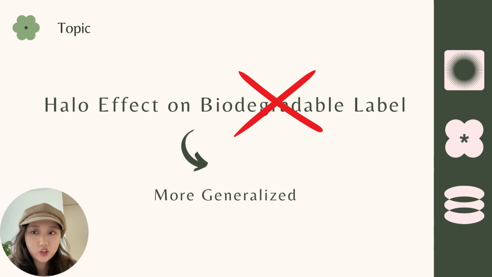I have made a slight change to my topic after midterm. Previously, I was mainly focusing on the halo effect, specifically on biodegradable labels. However, when considering doing a feasible and public exhibition, I want to generalize the topic to halo effects on many kinds of labels, making more audiences able to understand and connect the concept to their daily lives.